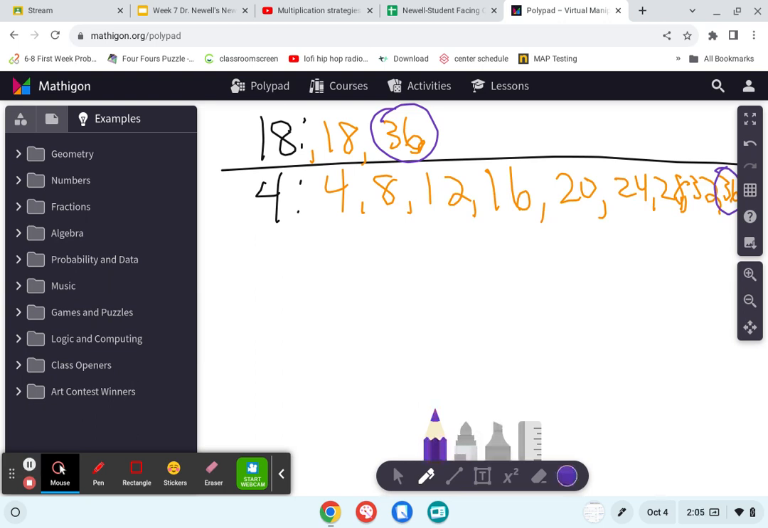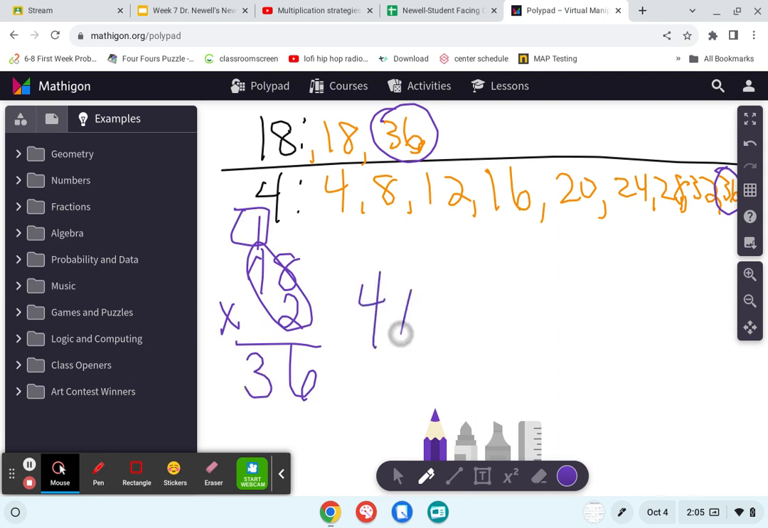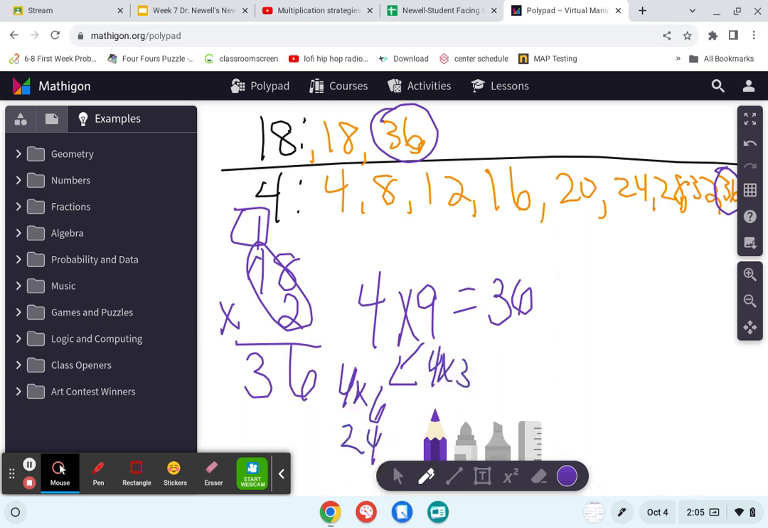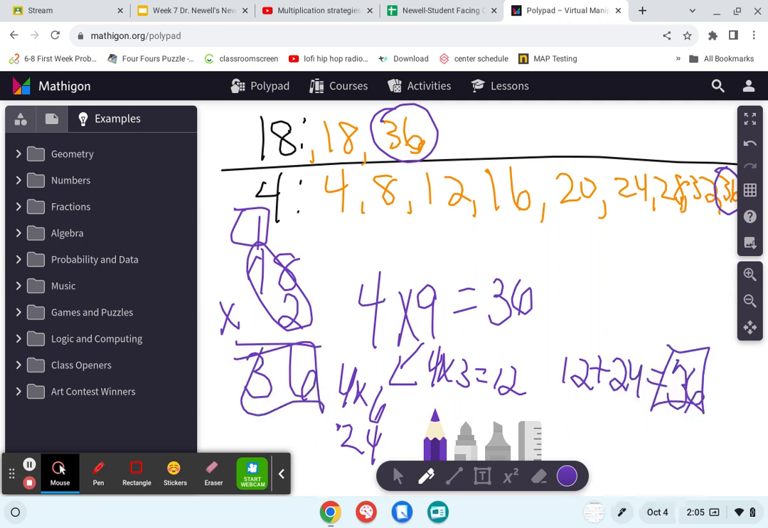Okay, so I just finished this one. Hopefully you got the same answer I did. I got 18 times 2 is 36. And I got 4 times 9 is 36. I know that's true because 4 times 6 is 24, and 4 times 3 is 12, and I just add those two together and I get 36. Or I just memorize my facts, however you come to it. So that's the least common multiple.